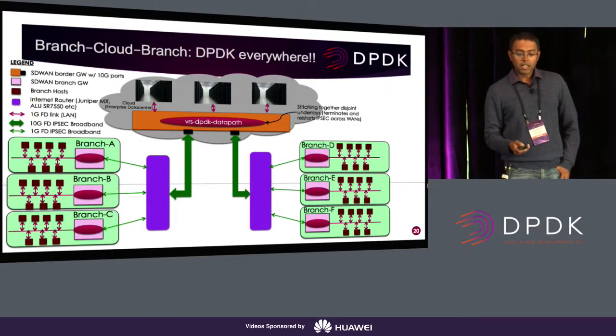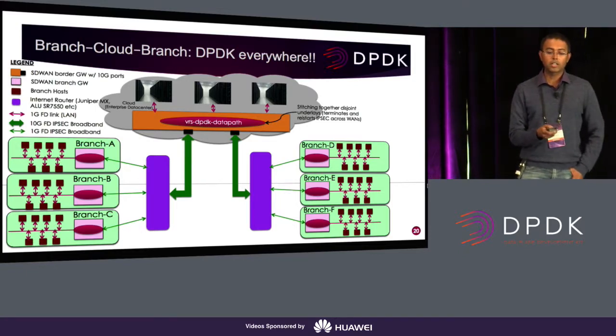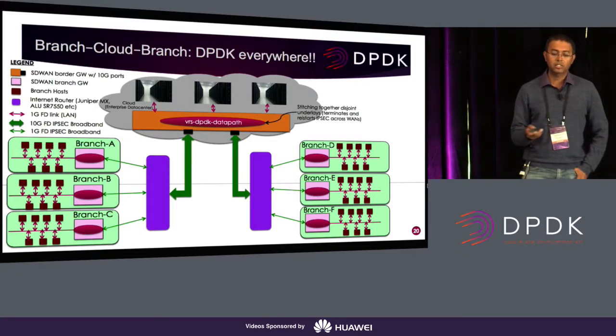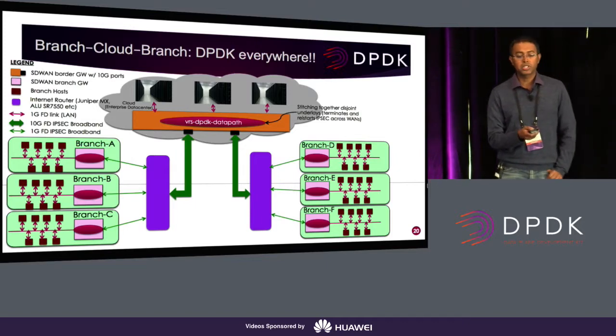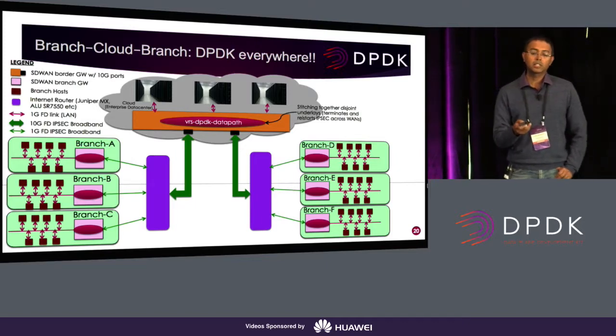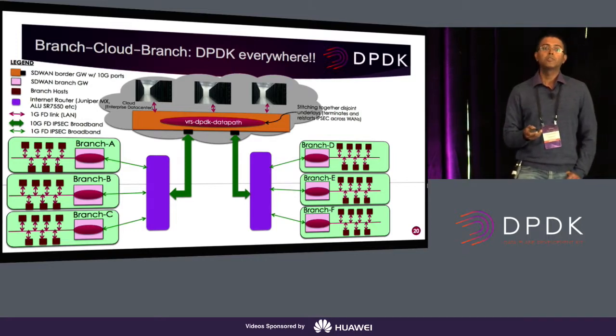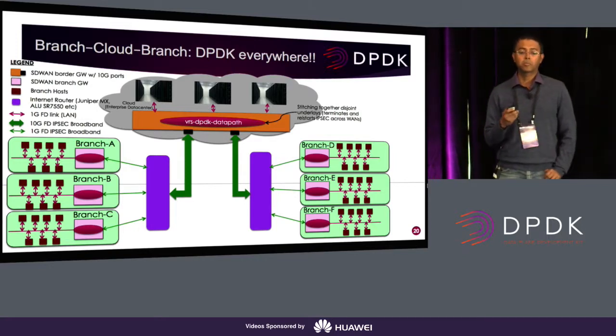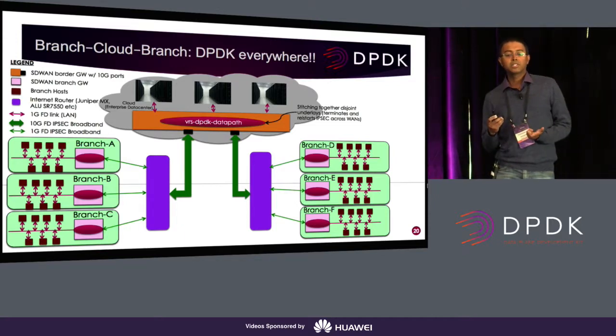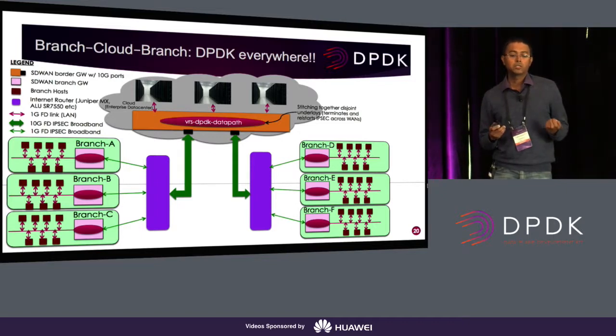Look at this slide, and here is what it looks like. A number of branches which have DPDK enabled. And then at the center, you have the border router. If you remember in the first slide when we spoke about the border router, it is the central gateway between the cloud and the branch. Here, it stitches together different underlays, and then it terminates and reinitiates new IPsec connections. So all that is done using DPDK and KNI.